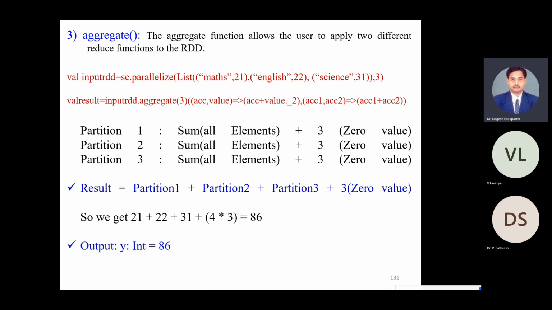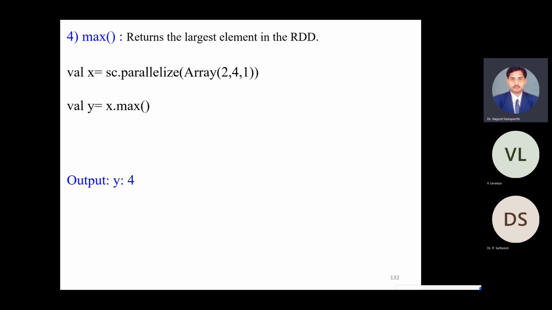Now the output value result is 86. If you add 21 plus 23, that is 44, 44 plus 31, okay, 75, plus 12, you get 86. So this is the output of the aggregator action.